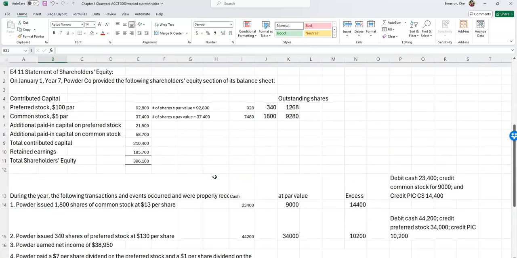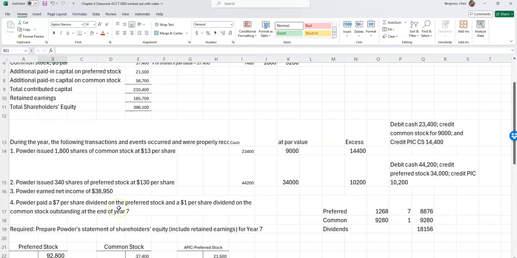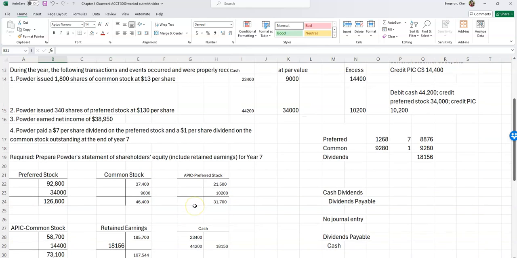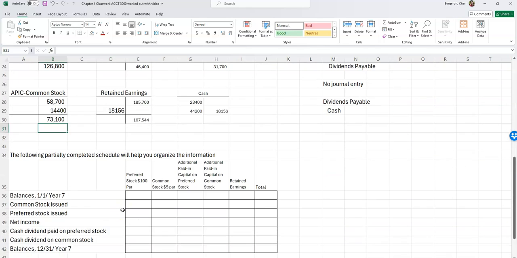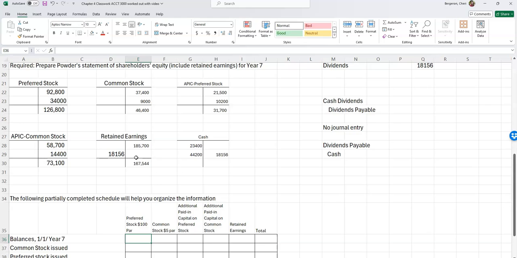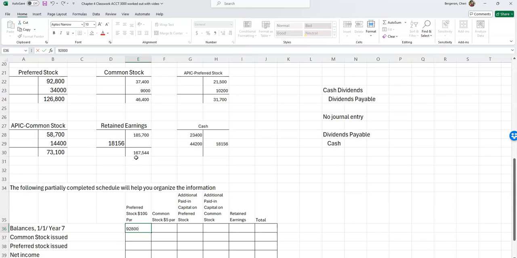Okay, so now what we want to do is prepare the statement of owner's equity, including retained earnings for year 7 with these updated numbers. So what it does is it asks us to put it into this chart to help us figure it out. So the balances for January 1 of year 7 are given to us. So preferred stock started off with 92.8. Common stock started off with 37,400.